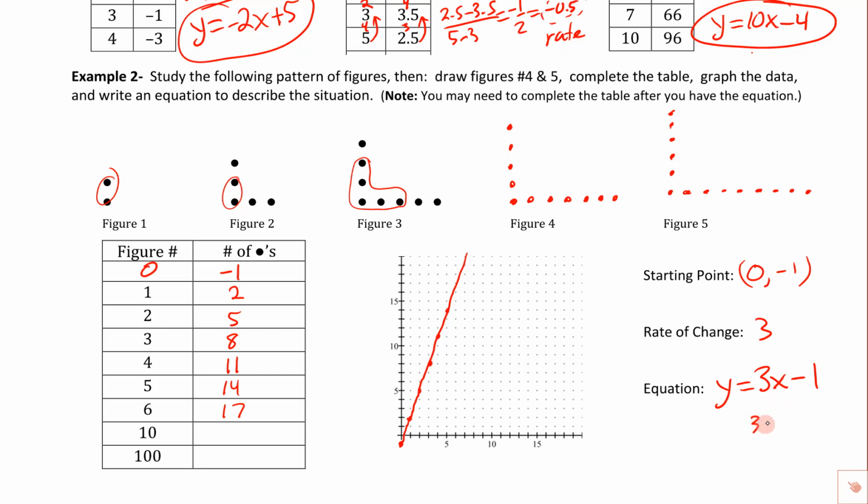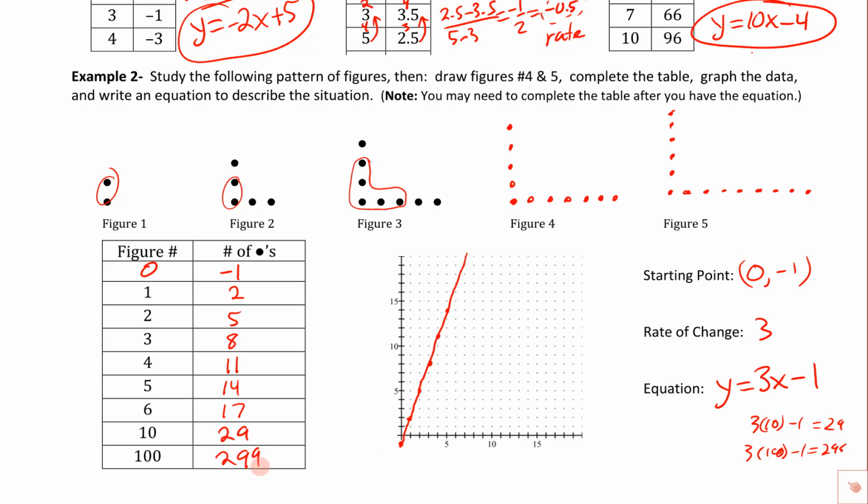If we put a 10 right here, that would be 30 minus 1, so that would be 29. So let's put a 29 right here. If we did figure 100, this would be 3 times 100 minus 1. So that's going to be 299. So 299 right here. Okay, certainly wouldn't want to draw that. Glad they just asked us to fill in the table.